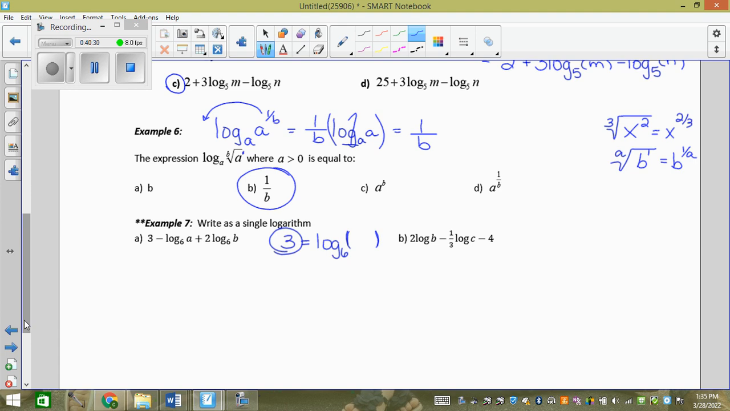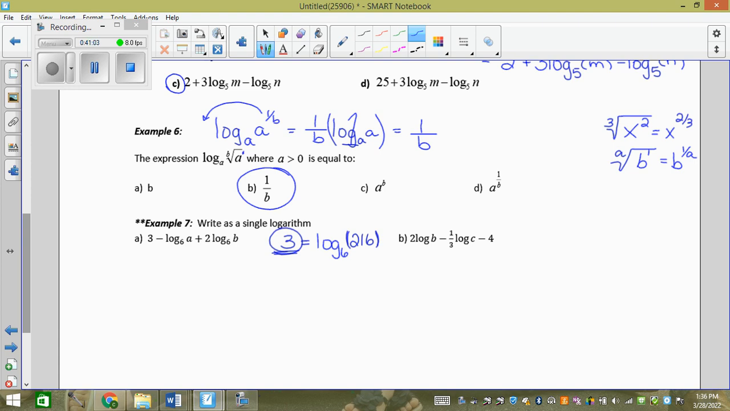6 cubed. 6 cubed. Because what did I do? I said 6 to what power gets me this, correct? I need the answer to be 3. So if I just make this 6 to the 3, 6 to the 3 is 216. Now I can go 6 to what power is 216? And it is 3. I just made it be that way, right?